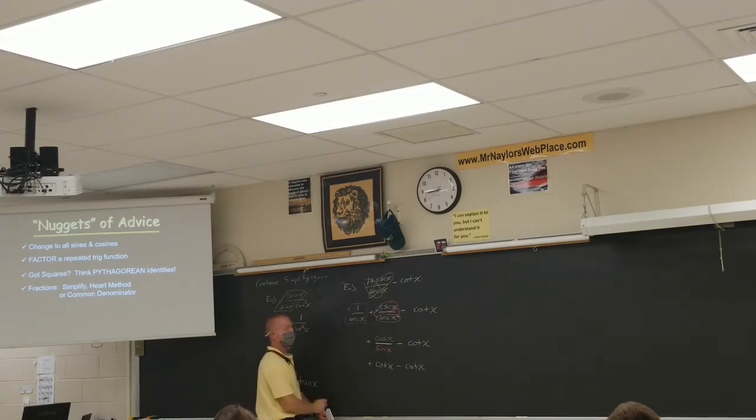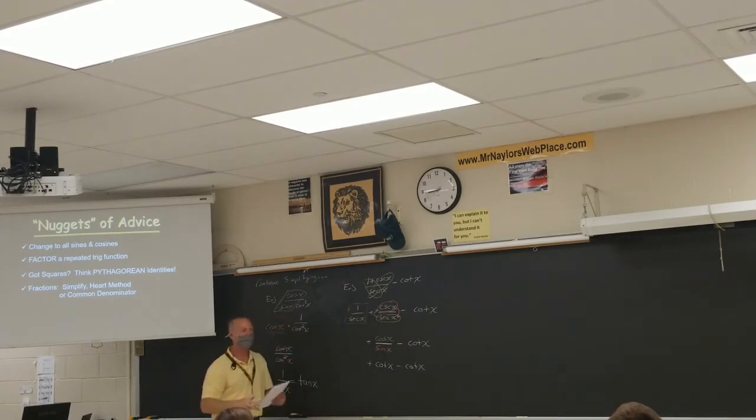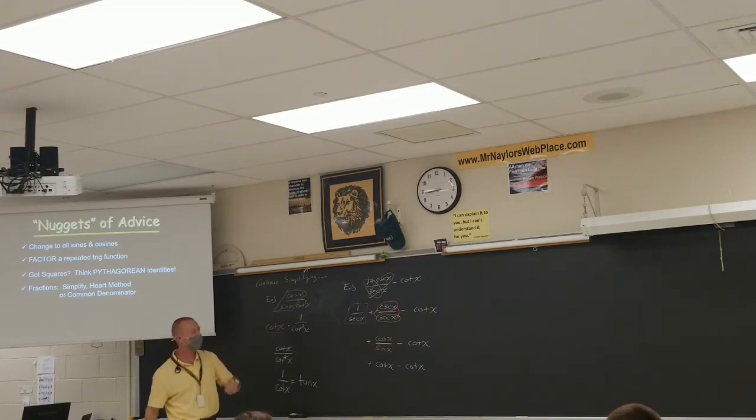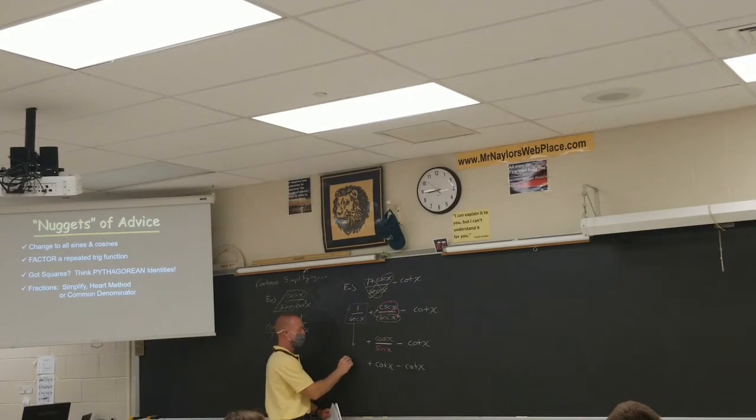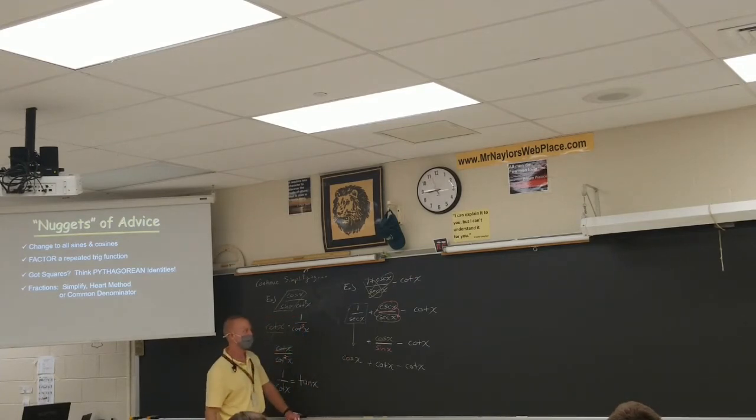Now, for 1 over secant, there are 2 ways to approach this. Honestly, the easiest way is to say, wait a minute, 1 over secant is in my little book, and 1 over secant is equal to cosine. So I can just change it, boom, to cosine.